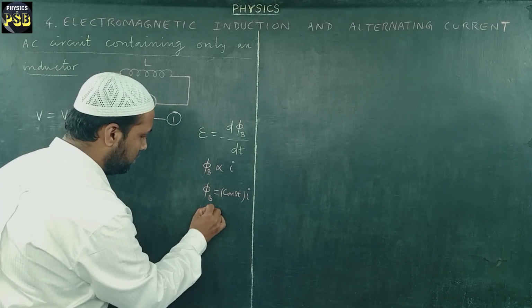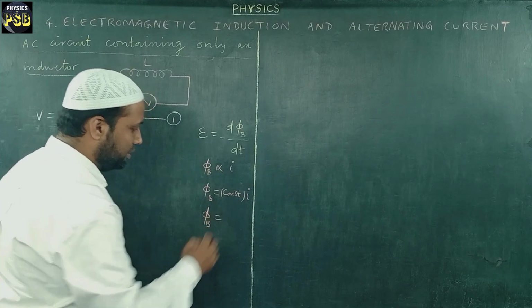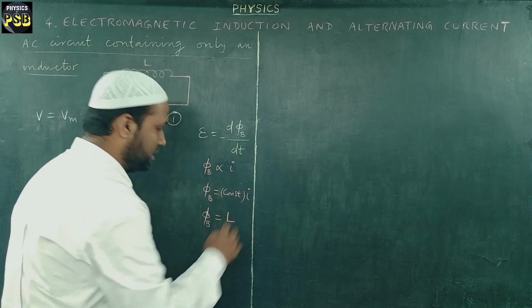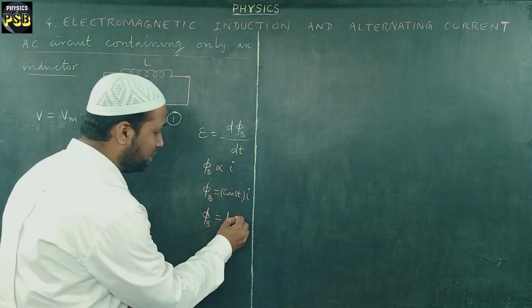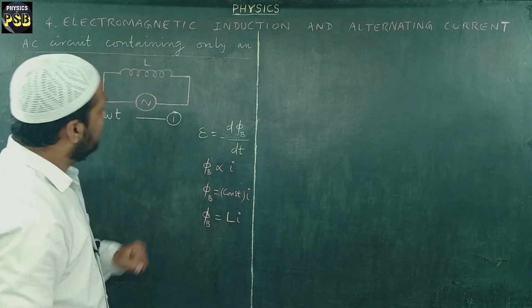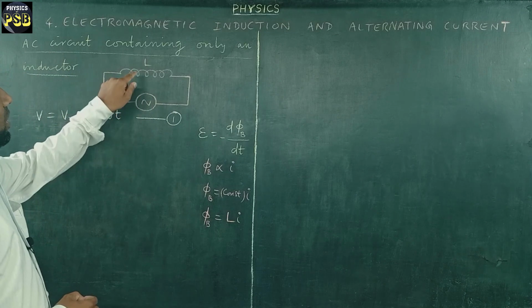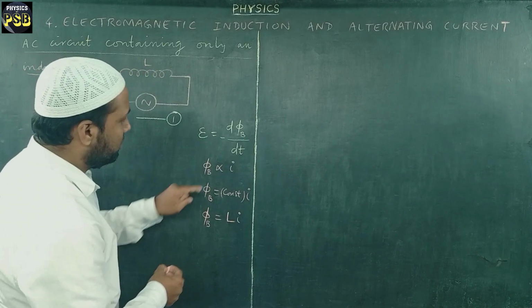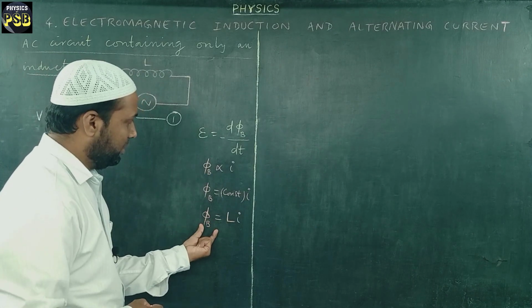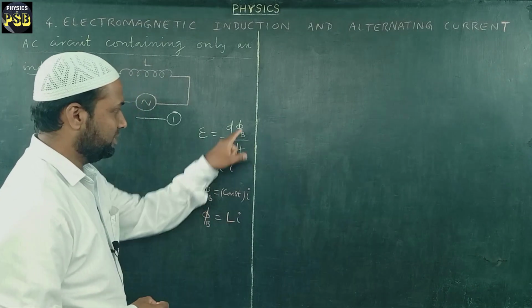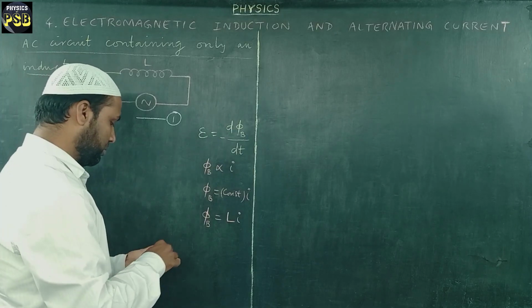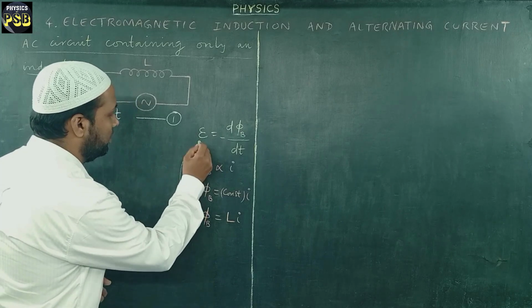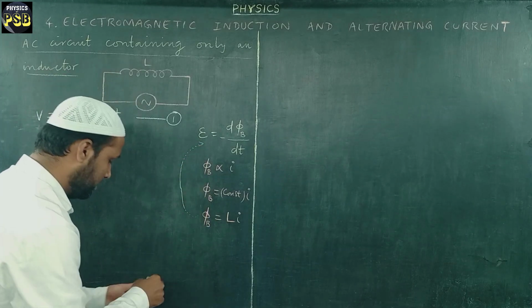Then phi b is written as L I, where L is the proportionality constant, which is nothing but the self-inductance or inductance of this inductor. Now in place of phi b, I am going to write L i in the above equation. So what will I get?